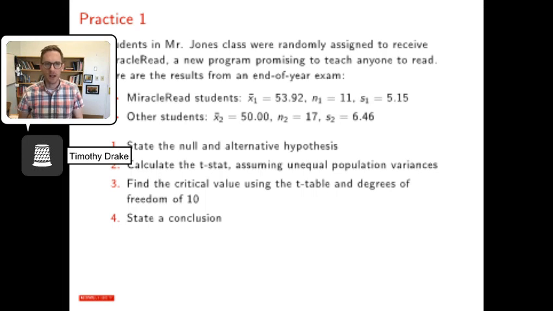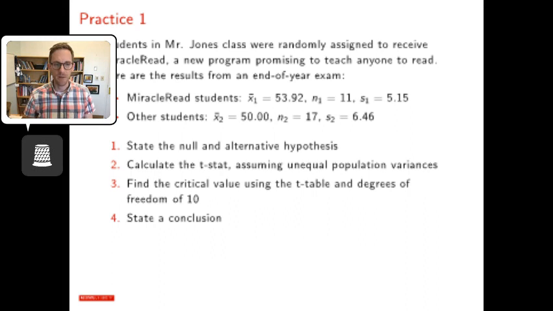Okay, here is a practice problem that we're going to practice with an independent samples t-test, okay? So we have our 4 steps here, and the problem is that students in Mr. Jones' class were randomly decided to receive a new program, Miracle Read. This promises to teach anyone anywhere to read. So here are the results from the end of year exam. Miracle Read students scored an average of 53.92. There were 11 of them, and the standard deviation was 5.15. The other students in the class scored lower at 50. There were 17 of them, and the standard deviation was 6.46.